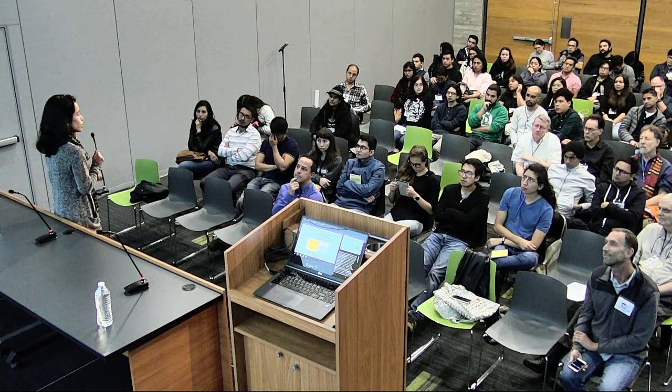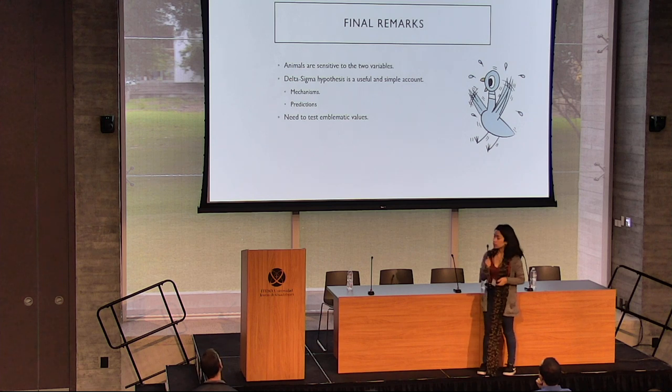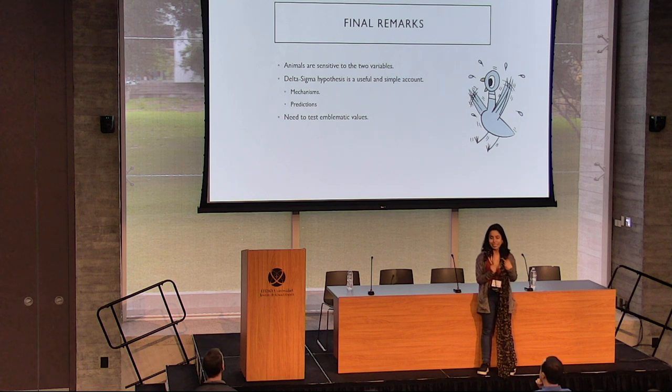So we see that none of the most popular models can deal with both experiments at the same time. Just to conclude, animals are sensitive to the two variables. This is relevant, especially experiment one to me, because a lot of models rely on the explanation about the information that these signals contain. If animals are sensitive to information, they should be sensitive to different degrees of information, and that wasn't tested before. It was tested with a few values, so we want to stretch the spectrum and do a more parametric study to see if that's actually what happens.